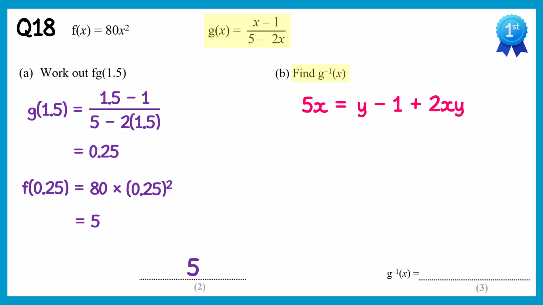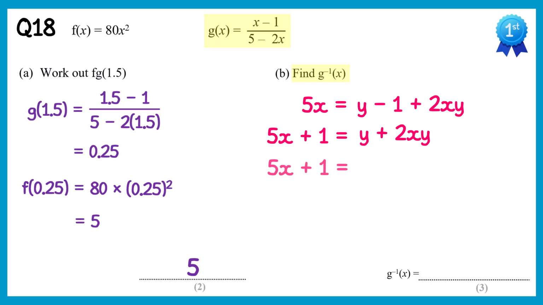Now on the right hand side I have the terms involving y, but I also have this negative 1, so let's add 1 to both sides as well. If we add 1 to the left hand side, it's 5x plus 1, and if we add 1 to the right hand side, that negative 1 will cancel, so I've got y plus 2xy. I've now got all of the terms that don't involve y on the left, and all of the terms that do involve y on the right.